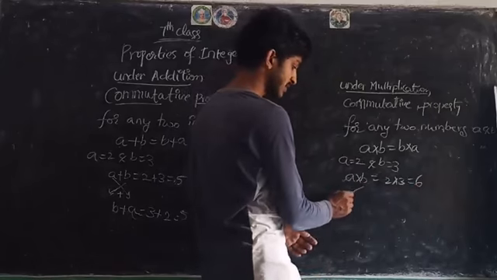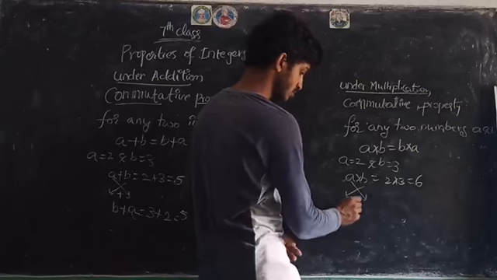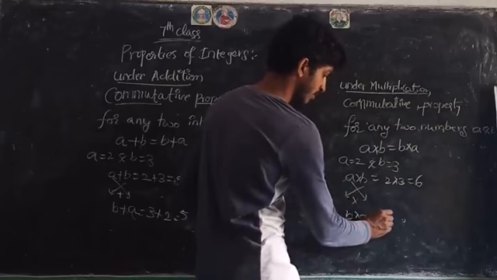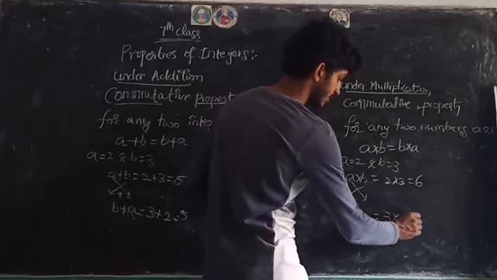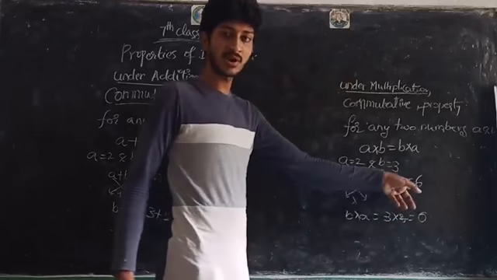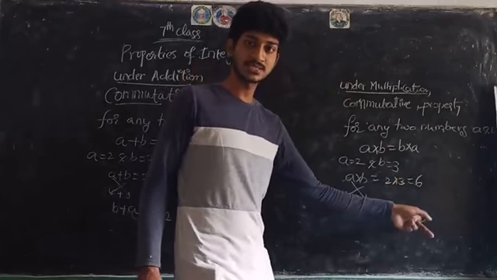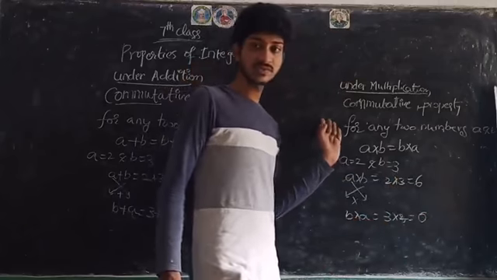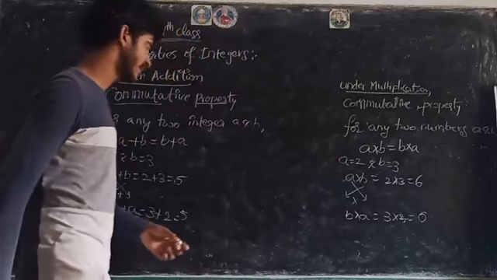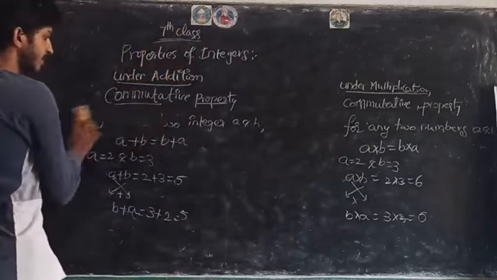Now I am replacing these two values. It means b into a. Now I am multiplying 3 into 2. So answer is 6. Here I am getting 6 as product, and here also I am getting 6 as product. Means it satisfies commutative property under multiplication. Okay, children, and the next property is associative property.